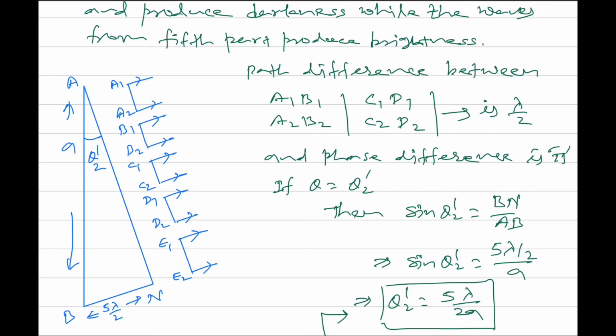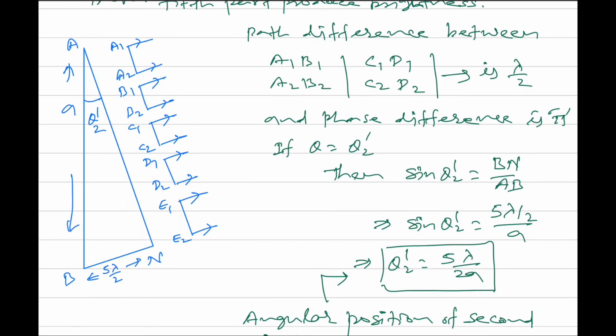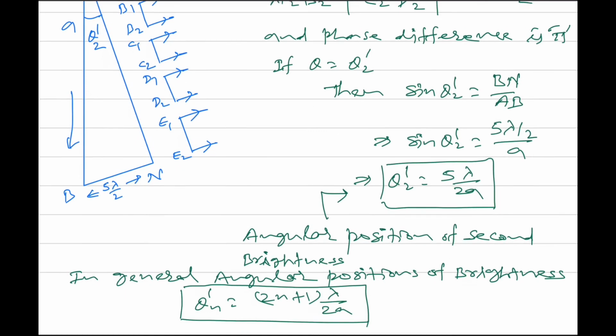If this angle is theta 2 dash, then sin theta 2 dash is equal to Bn upon AB. Bn is 5 lambda by 2. So sin theta 2 dash is equal to 5 lambda upon 2a. That is theta 2 dash is equal to 5 lambda upon 2a. So this is the angular position of second brightness. The first brightness was theta 1 dash is equal to 3 lambda upon 2a.